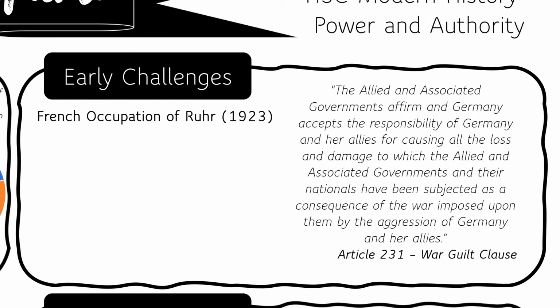The occupation of the Ruhr occurred as a result of Germany defaulting on these repayments to the Allies, as stipulated by the Treaty of Versailles.